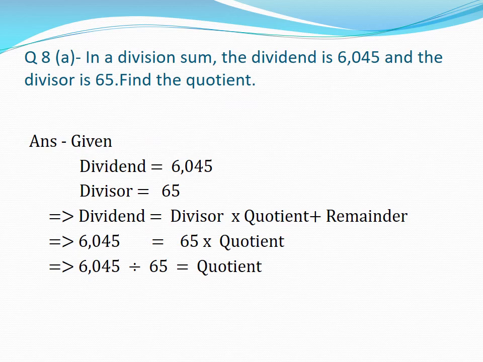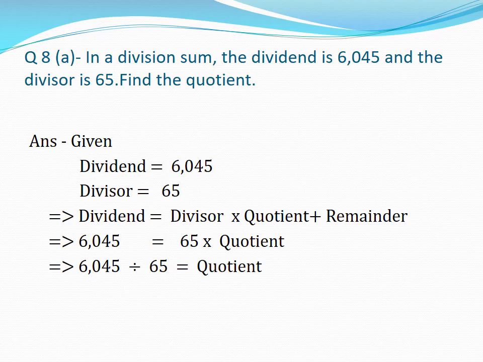Next question. In a division sum, the dividend is 6045 and the divisor is 65. Find the quotient. What you have to find out in this sum? Quotient you have to find out.